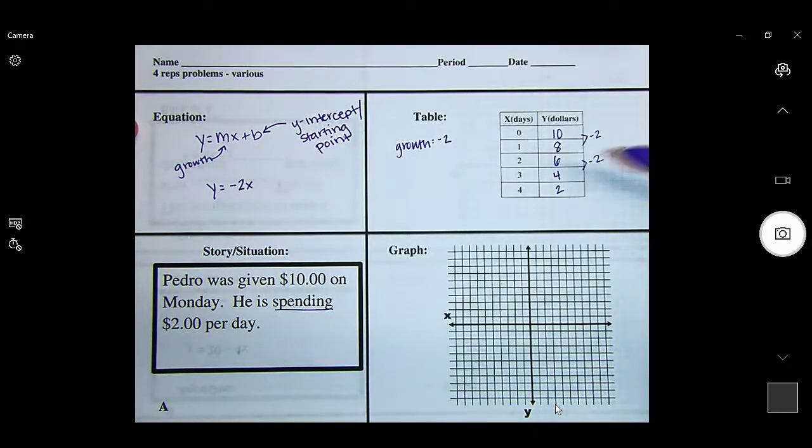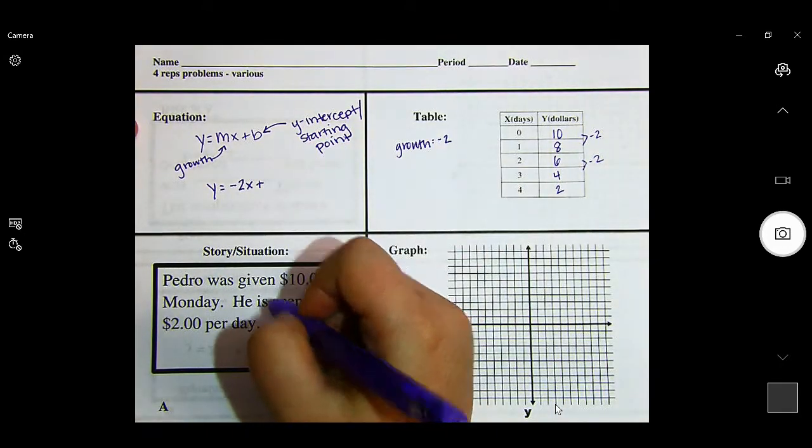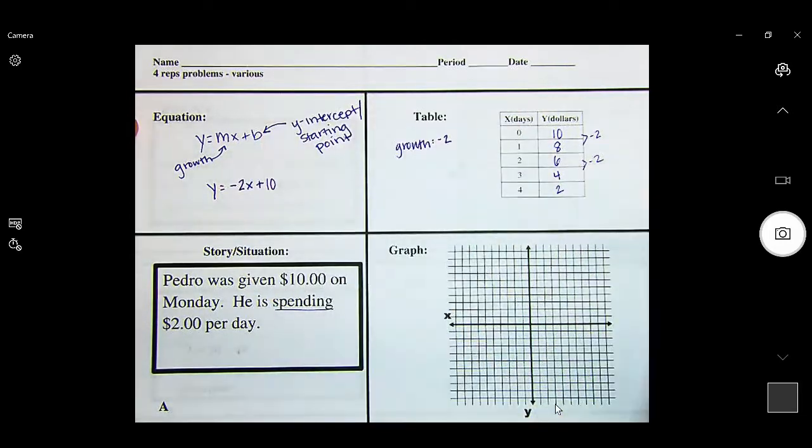Okay, so in this one, we are starting with $10. Remember, our y-intercept is whatever y is when x is 0. So if I have a table, I just have to figure out where x is 0 and then find that y value. So in this case, it is +10, which makes my equation y equals -2x plus 10. All right, and now that we have the equation, our graph is going to be relatively easy.